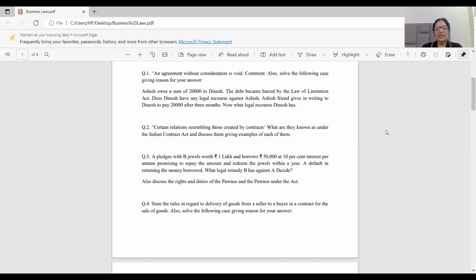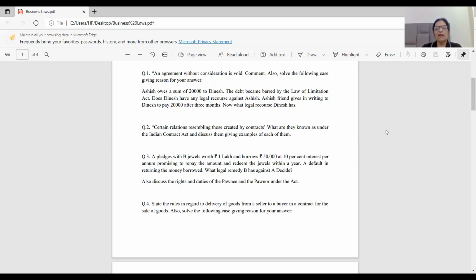So friends, the rights of the pledgor are the duties of the pledgee, and the duties of the pledgor are the rights of the pledgee. So friends, the duties of one are the rights of another.